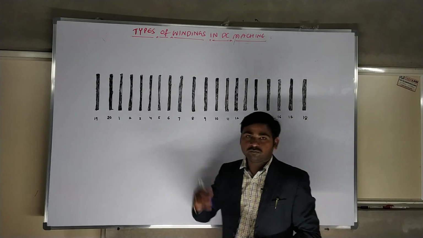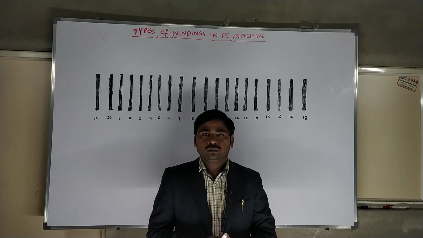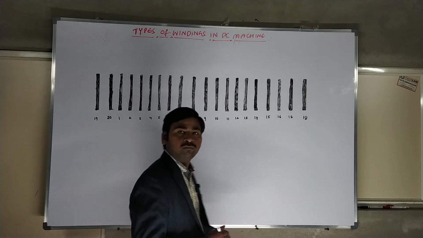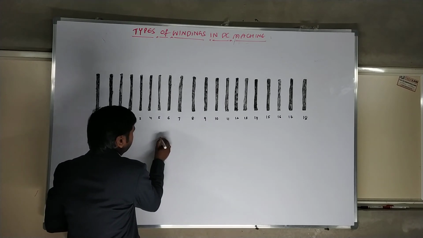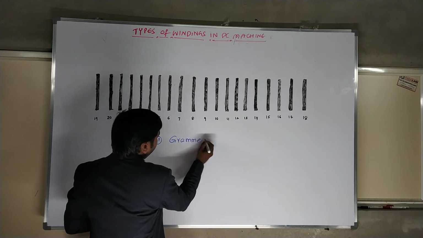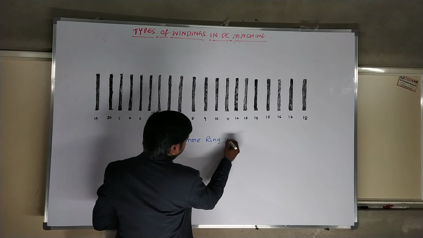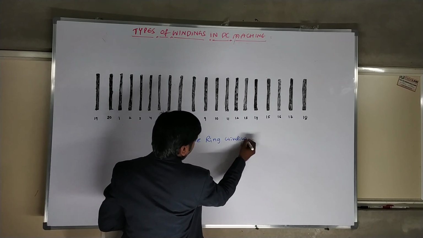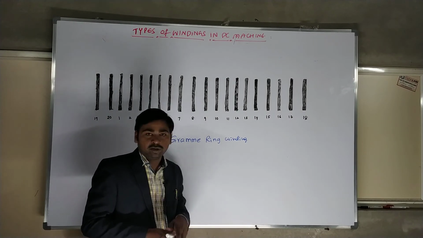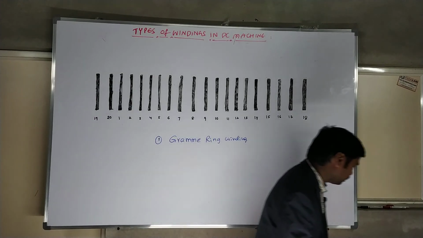When you go for a DC machine, fundamentally there are two types of windings you have. Those two different types of windings we generally call, the first one, Gramme ring winding. First one, Gramme ring winding. Next, what is the Gramme ring winding? To understand it very clearly, let us take it step by step.